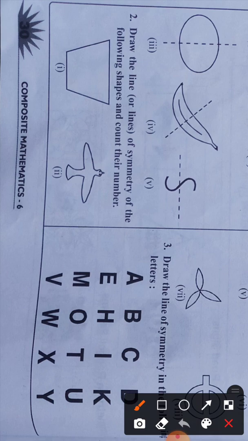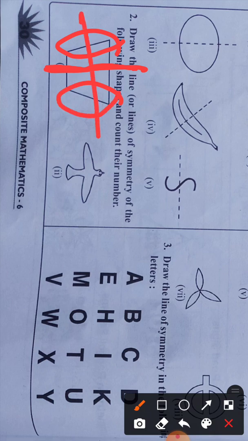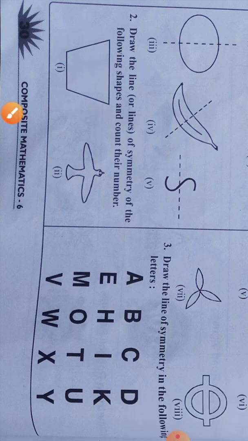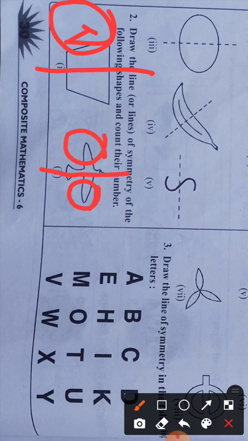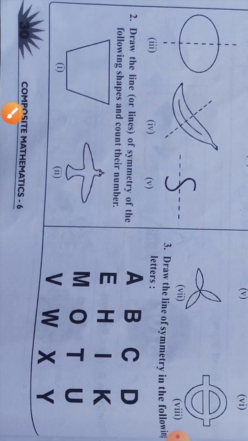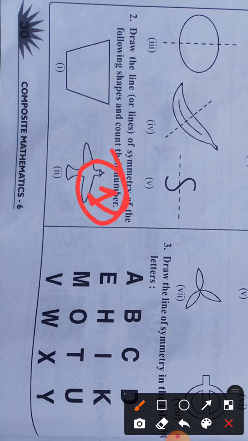See this figure, we can make only one straight vertical symmetrical line, because if you make this line, this part will be able to cover this one. But if you make it like this, it is not possible. So this shape will have only one line of symmetry, and this will also have only one symmetrical line, because this part will be able to overlap this part. But if you try to make it like this, not possible, because this part is not similar to this part. So this will also have only one symmetrical line.